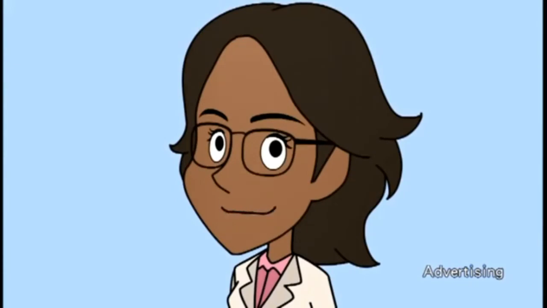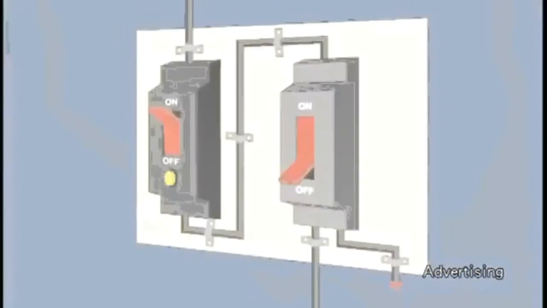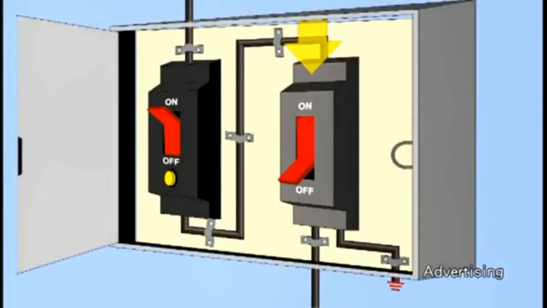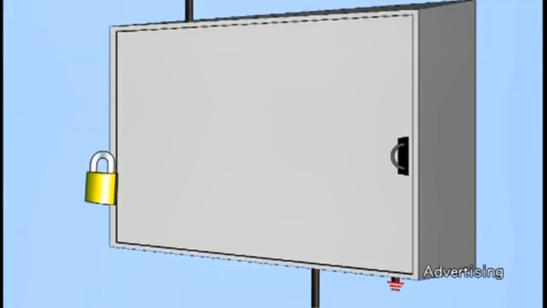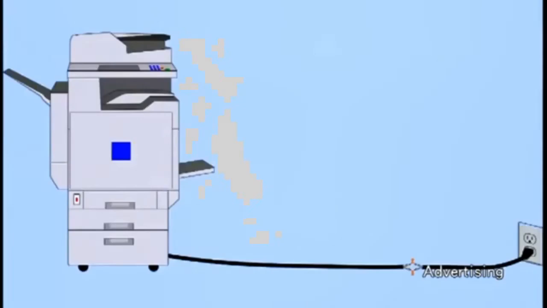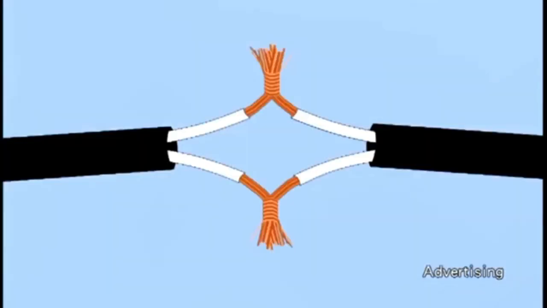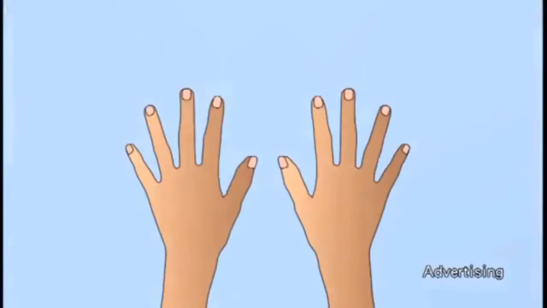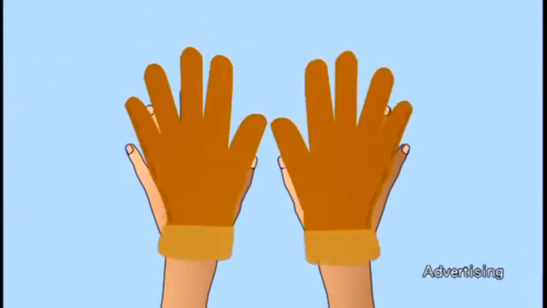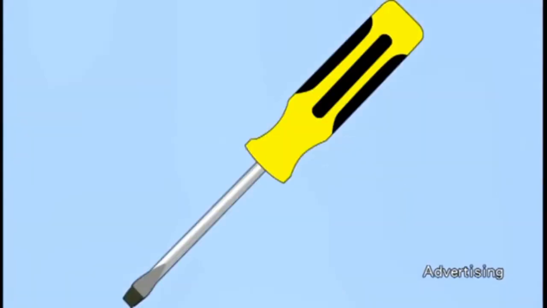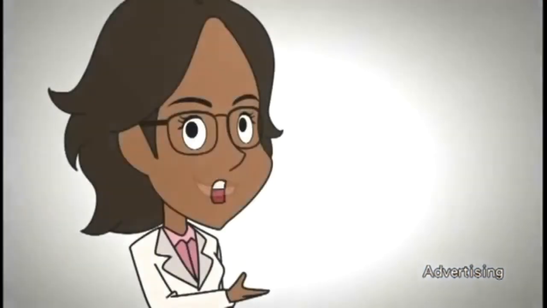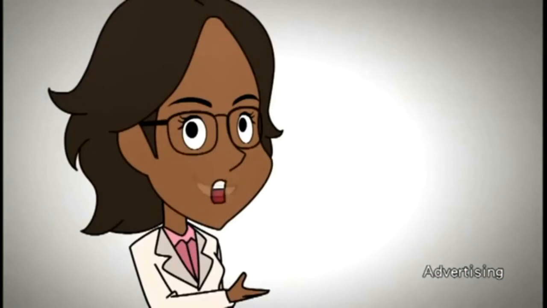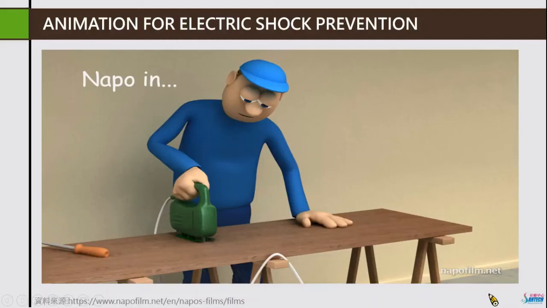5. Preventing electric shock when you're not welding. Turn off electronic devices, stop power supply, and lock the power switch before maintenance. Exposed connection is strictly disallowed. Wear insulated gloves when operating electronic machines. All tools should be insulated. After this, I hope you have learned how to protect yourself from electric shock. Animation for electric shock prevention.